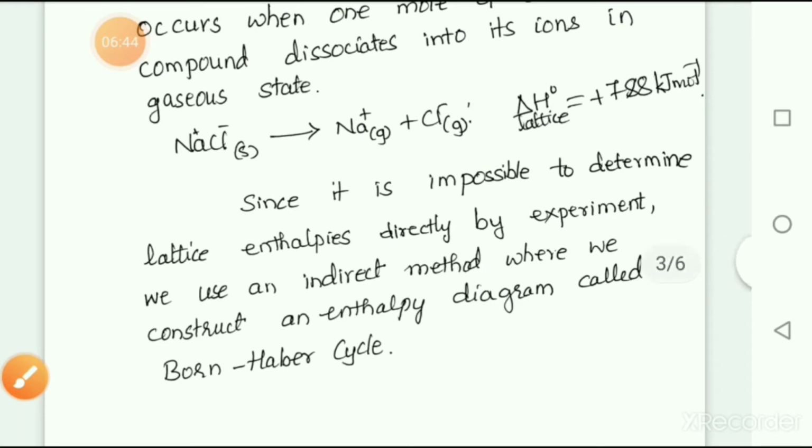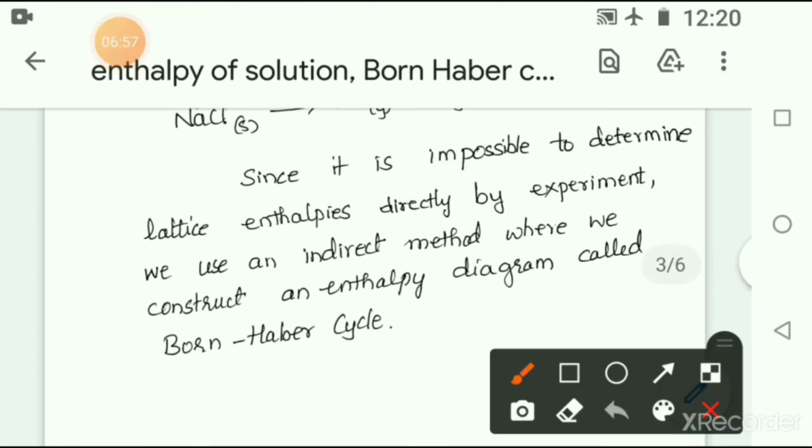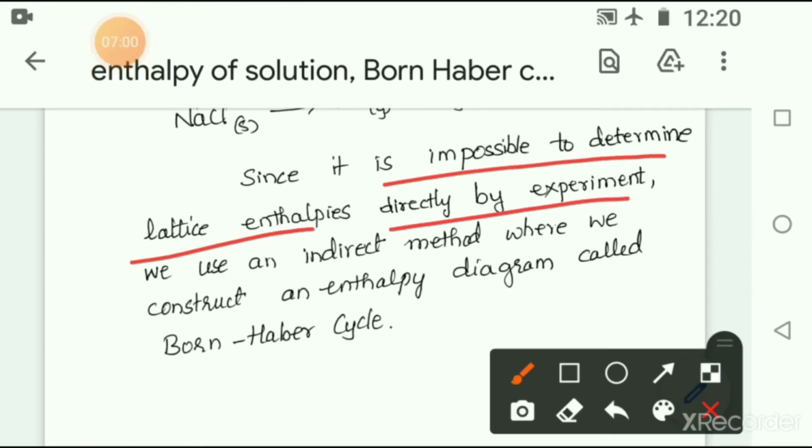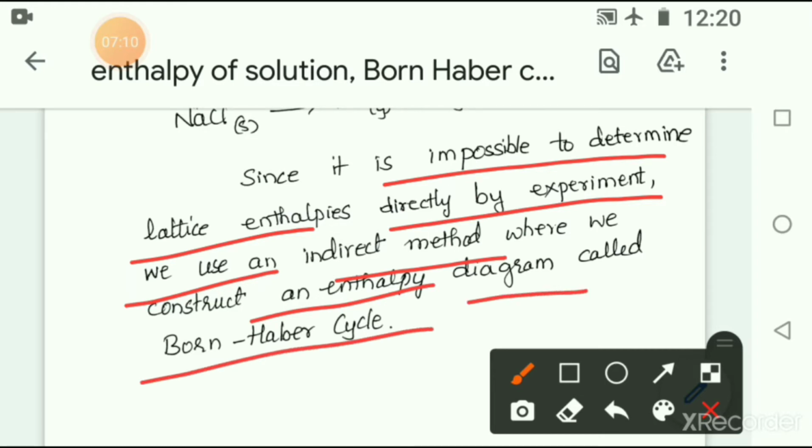Since it is impossible, look, we need gaseous ions from a solid, and finding how much energy we supply for this is very difficult. That's why it is impossible to determine lattice enthalpies directly by experiment. We use an indirect method where we construct an enthalpy diagram which is called the Born-Haber cycle. Now we will study in detail what this Born-Haber cycle is.